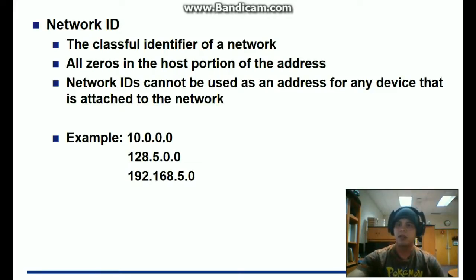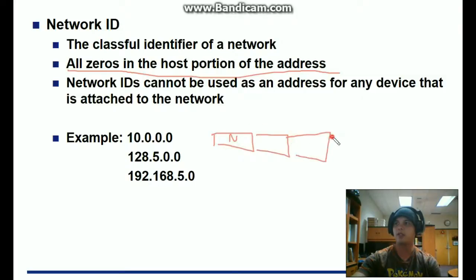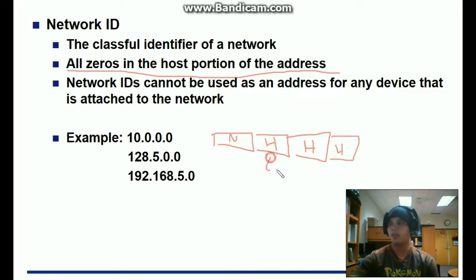So let's see, what else do we have? All zeros in the host portion of the address. Remember how we had the network portion and then all those other octets were all host. That means all zeros in the host portion, and we just have the network number. That would be the network ID. Network IDs cannot be used as an address for any device that is attached to the network. That's right. If you were to try to configure that on any device, it would throw you an error and say that won't work, whether it's on a Windows machine or even a router's interface. Like, nope, that doesn't work.